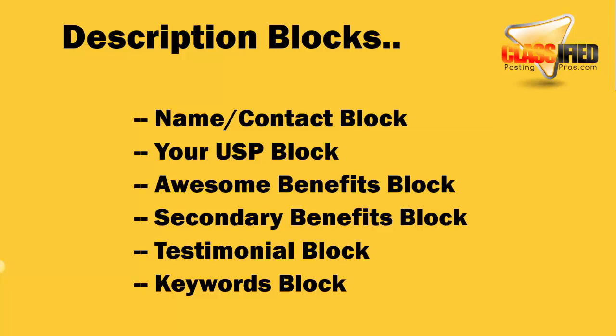And so the different blocks that we like to use, and there's no rhyme or rule to how many of each block you have to use, but it's just good to use these 6 key blocks. Number 1 is your name and contact block. So you want to have, obviously, a way to be contacted. Number 2 is your USP block, your ultimate selling proposition, and we'll show you a couple of those. Then your awesome benefits block, and that's where you put your bullet points. And then if you have a secondary list of benefits, you'd break that up into a second list of bullet points. And then it's always good, especially on Craigslist, to have a testimonial block.